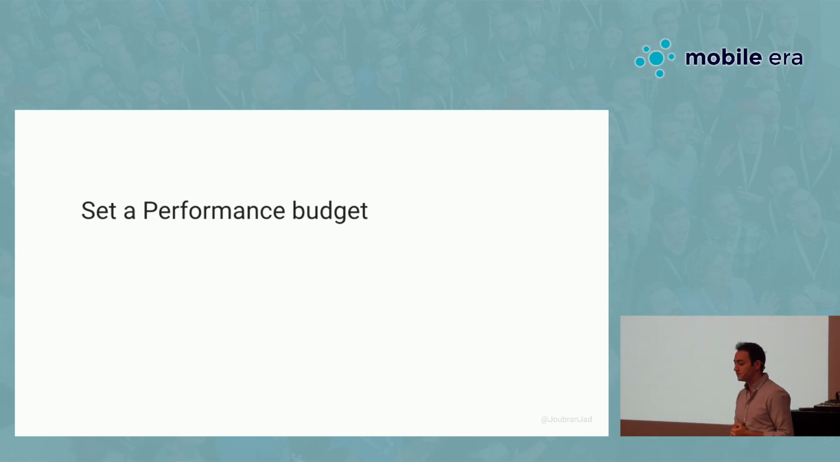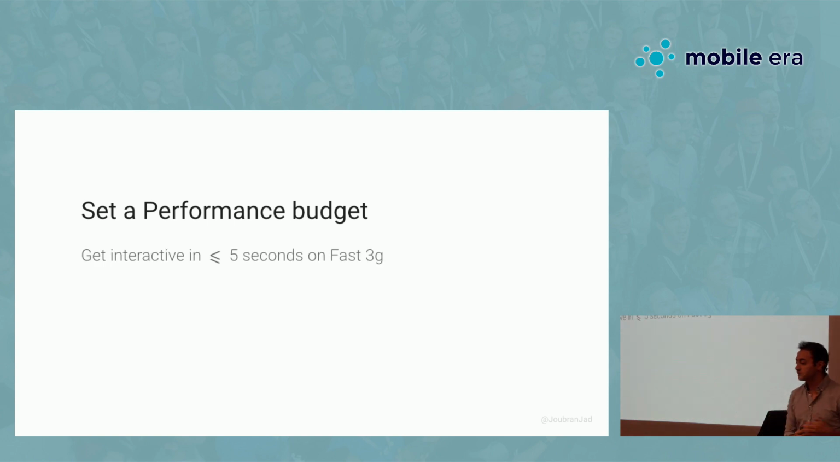You all work with teams, and having a performance budget will be a great way to distribute this responsibility across your team. So let's take a look. You can come up with your own performance budget, or you can use the one I used here, which is my goal is to get interactive in less than 5 seconds on fast 3G. But why did I say fast 3G, not 4G?